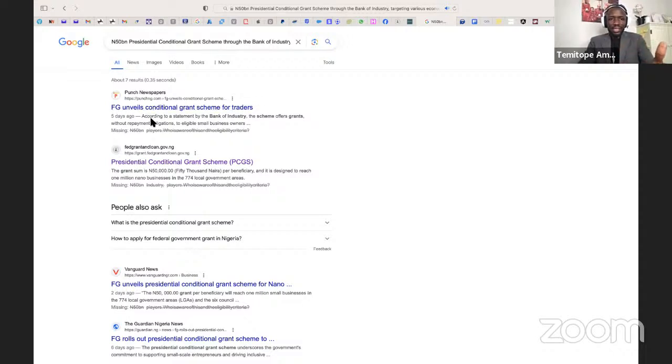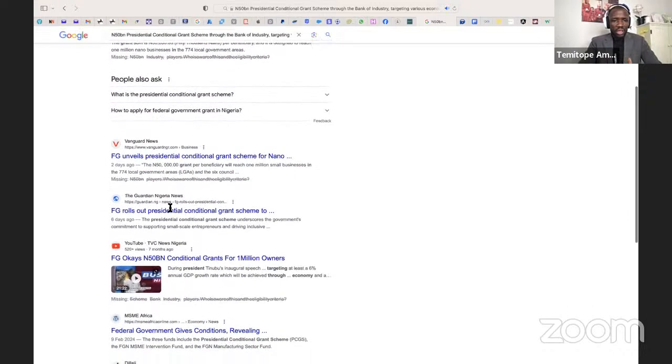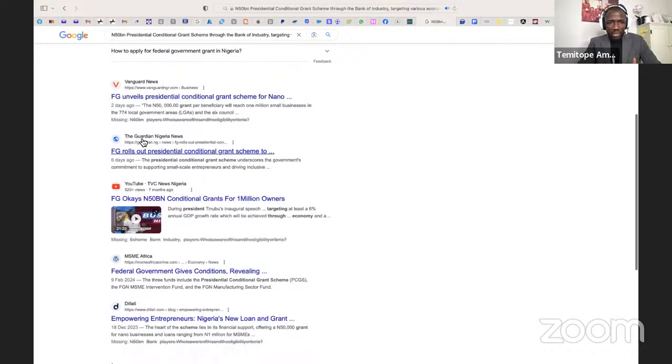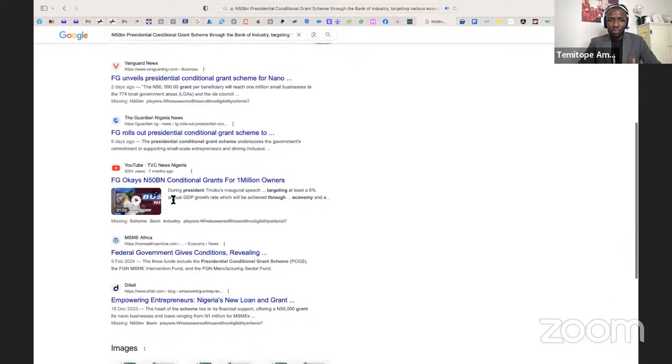It's a 50 billion loan or grant disbursed by the federal government to nano businesses. Like I said, I'm going to show you more about it. I noticed that Punch has released it, which means Punch is sending the information out as a media house, which could be valid or otherwise. But you could look for other sources like Vanguard newspaper, which is another newspaper, The Guardian. This Vanguard is 2 days ago. Vanguard is 6 days ago, and many more.